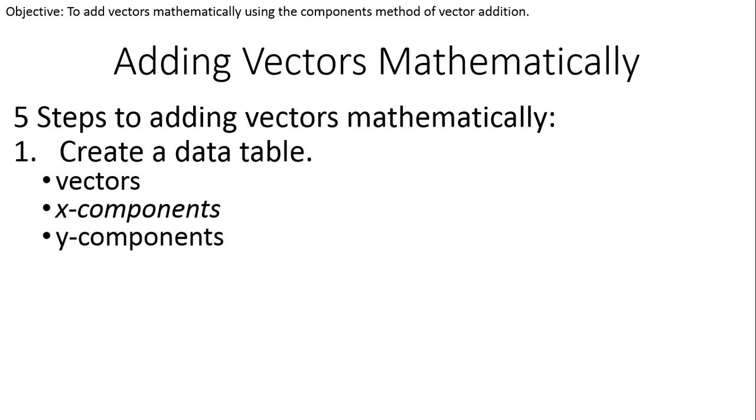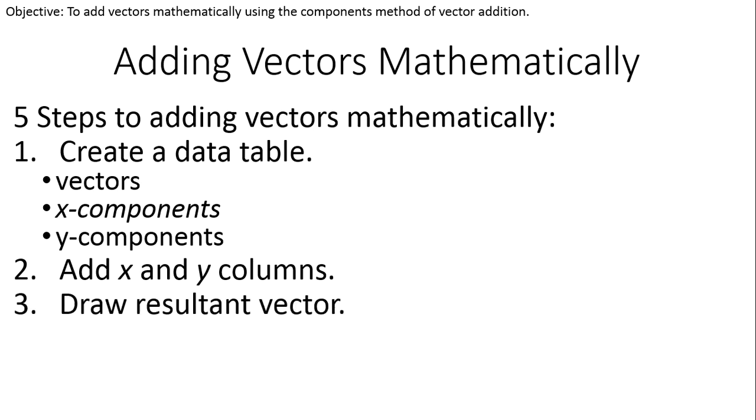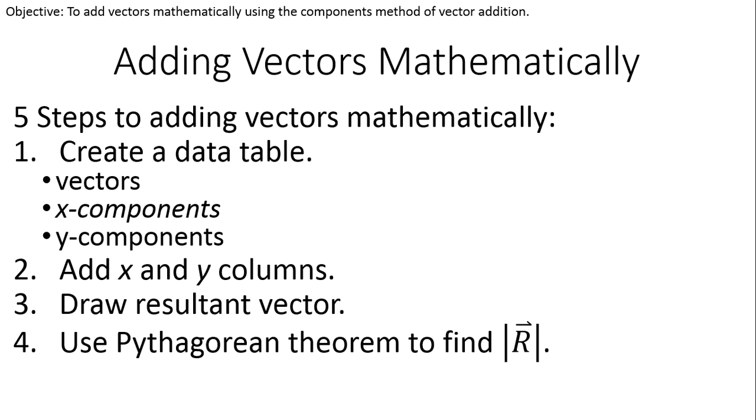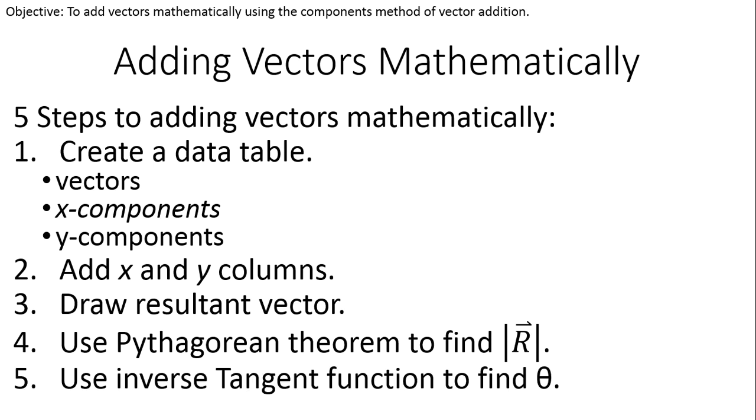Step number 1, you're going to create a data table, and there's going to be 3 columns in that data table. The first one's going to be the vectors. The second column is going to be your x components of those vectors, and the third and final column is going to be the y components of those vectors. Then you're going to add your x and y columns together. Step number 3, you're just going to take and draw your resultant vector based on your new x and y coordinates. Number 4, you're going to use the Pythagorean theorem to find our resultant magnitude. And finally, we're going to use our inverse tangent function to find theta.